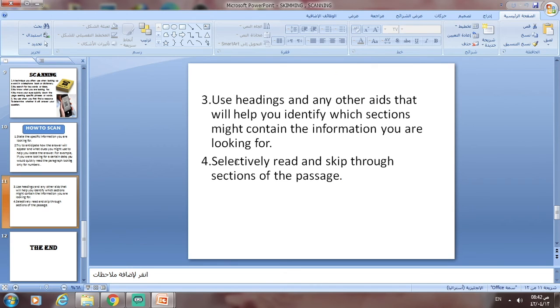We also use headings and any other aids that will help you identify which sections may contain the information you are looking for, and selectively read and skip through sections of the paragraph.